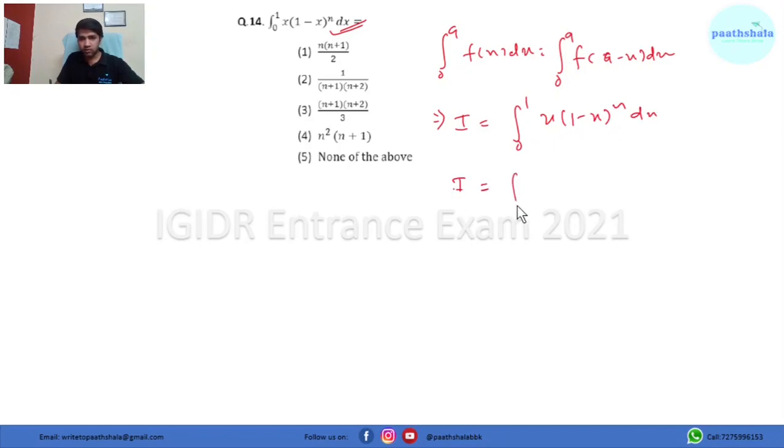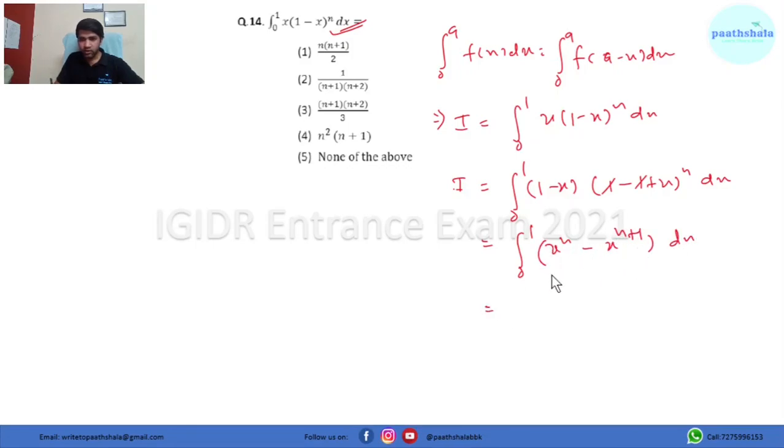So by using this property, this will come out to be 0 to 1, (1 minus x). And here in the bracket, 1 minus 1 plus x to the power n dx. So here 1 and 1 get cancelled out. So this comes out to be (1 minus x) x to the power n. Now I'm multiplying x to the power minus n inside the bracket. So this will come out to be x to the power minus n, x to the power n, minus this will come out to be x to the power n plus 1 dx.